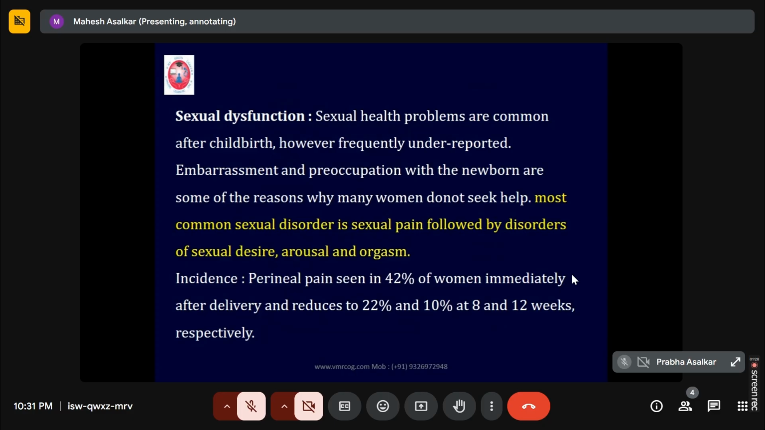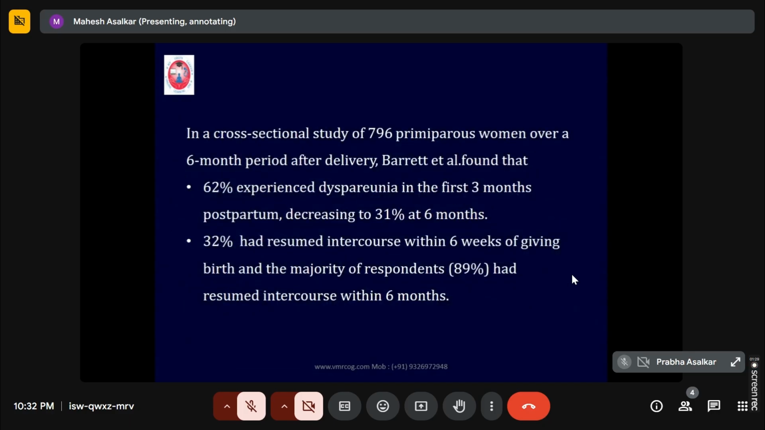Incidence: perineal pain is seen in 42% of women immediately after delivery and reduces to 22% at 8 weeks. That is almost a 50% reduction, and it will come down to 10% at 12 weeks. Remember, 40%, 20%, and 10%: immediately, then at 8 weeks and at 12 weeks. That means an initial 50% reduction, then an additional 50%. Then again, these figures will not be asked, so we will skip this particular slide.